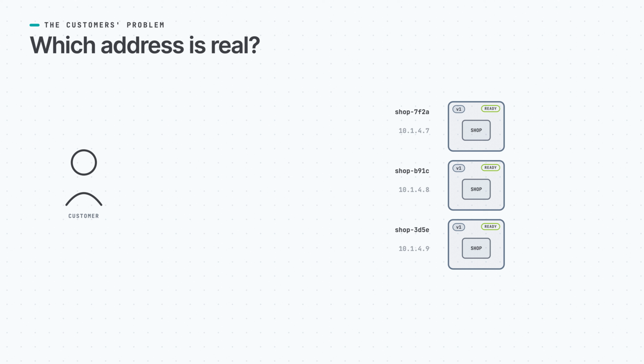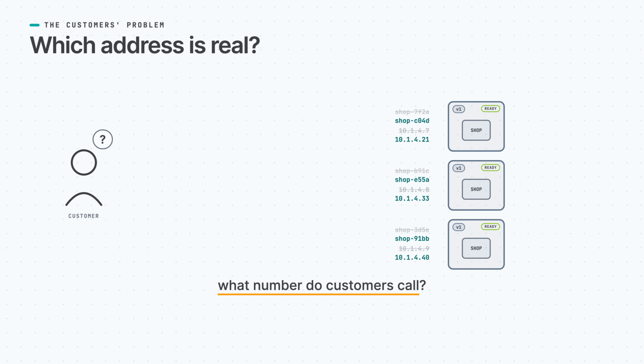One problem remains, and it is the customer's problem. Episode 3 taught us pods are cattle. Every replacement gets a new address. Your pods changed 5 times today. So what number do customers actually call?